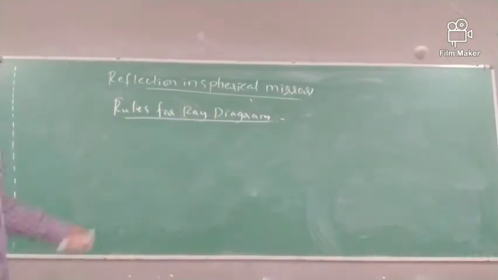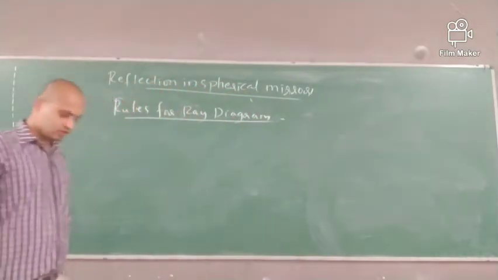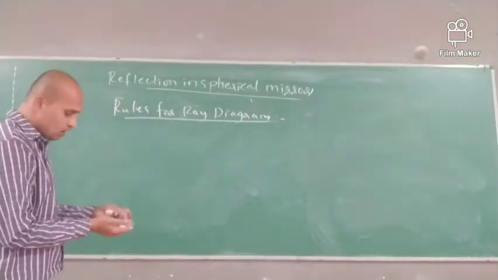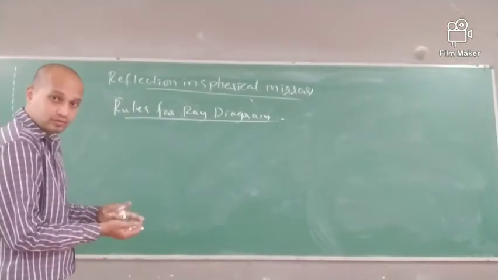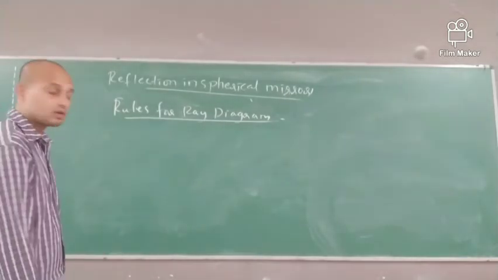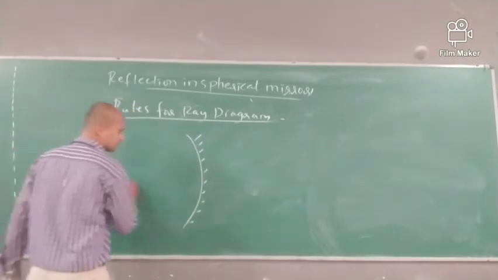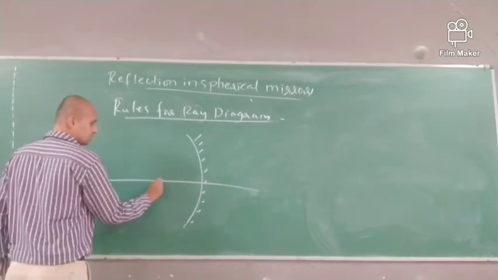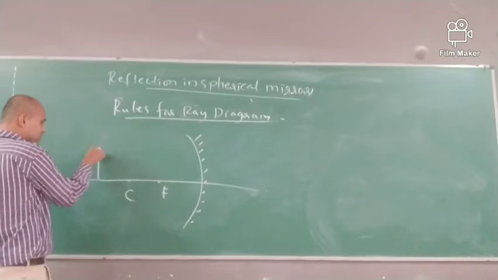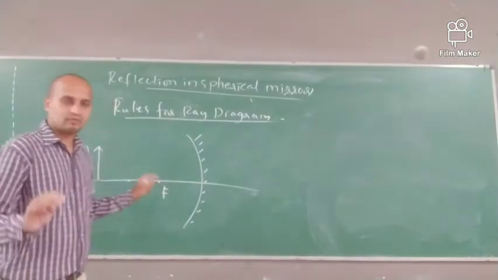What are the rules for ray diagrams in spherical mirrors? Spherical mirrors follow certain rules. Let's see. After this rule, another assumption I am going to tell you. These are the basic things which you are going to generally make. If I take one concave mirror, let's say this is the focus, this is the center of curvature. I will take one object AB. I am taking only the example of a concave mirror.